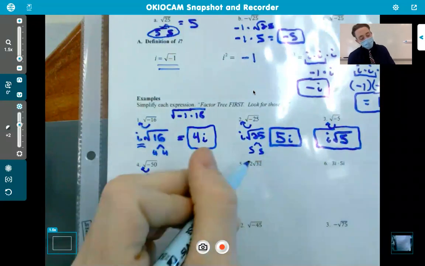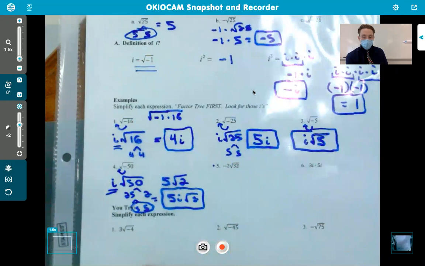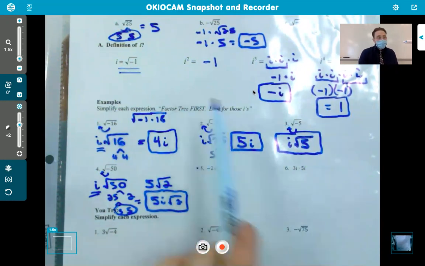We're going to skip over number 5, but we're going to go to number 6 here. We'll talk a little bit more about operations on Thursday, like when we take a complex or an imaginary number and we add, subtract, multiply, or divide. But I just want to use this example to show you how we can simplify with that i squared.